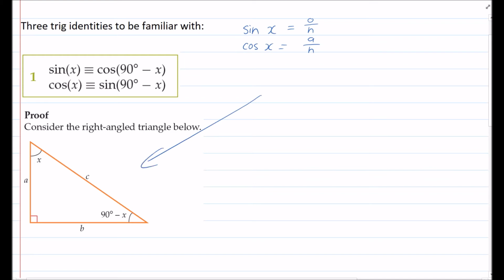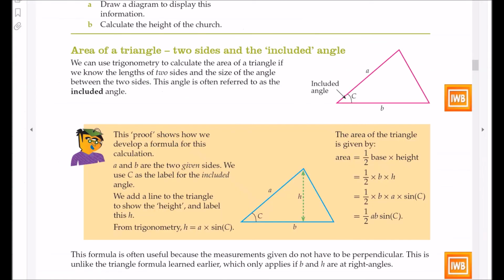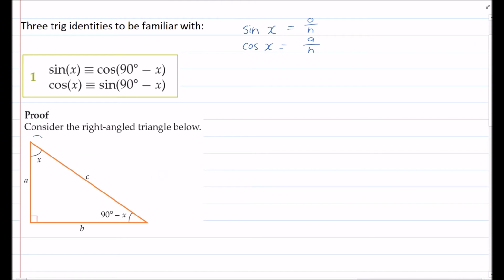So looking at this triangle down here, if we start with the angle X, then we can first of all consider it in terms of sine X. So sine X would be opposite, which is B, over C, which is our hypotenuse. And cosine X would be equal to A over C. So A over C.